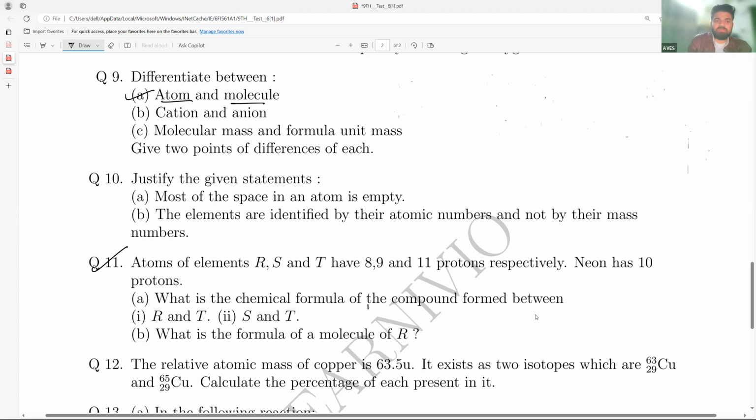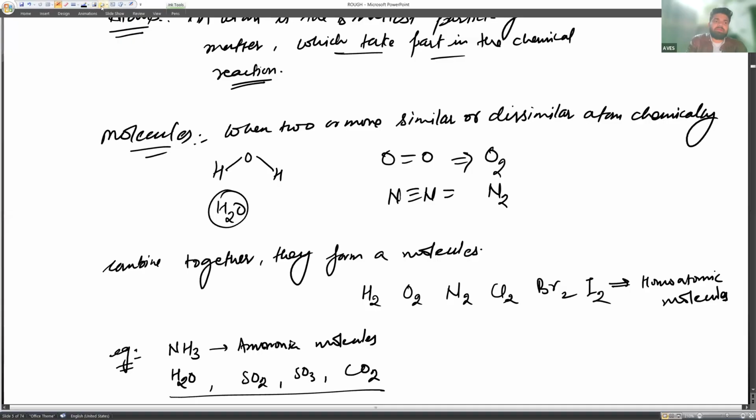Let's talk about this one. What are cations and anions? Cations are the positively charged species. What is the difference between cations and anions? Cations are positively charged species and anions are the negatively charged species. But it is opposite to the cathode and anode rays, if you talk about that.